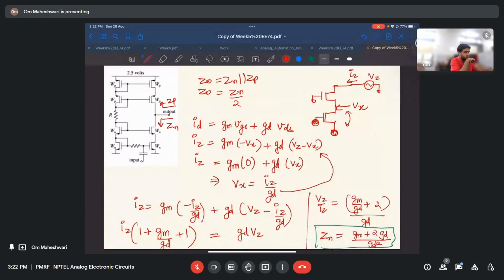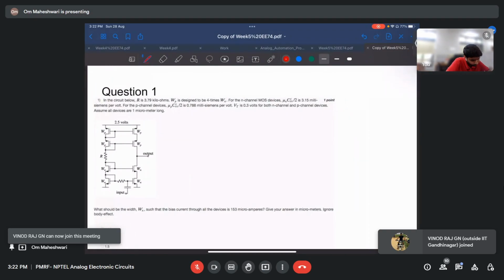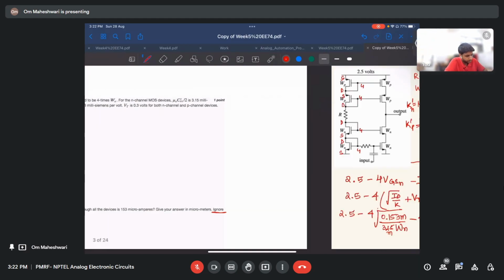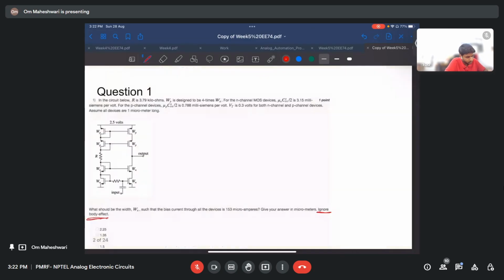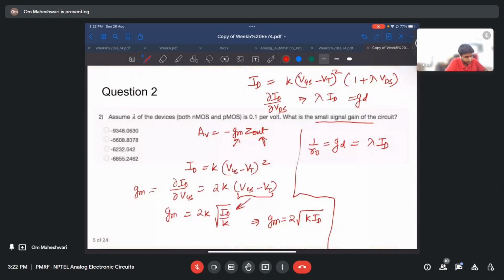Sir, is there any GMB factor in this? I think it is given in the question that there is no GMB. Let me check. They have said to ignore the body effect. Okay. It means source and body are connected to each other. Yes, and VSB is 0.